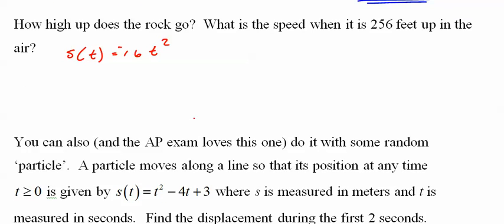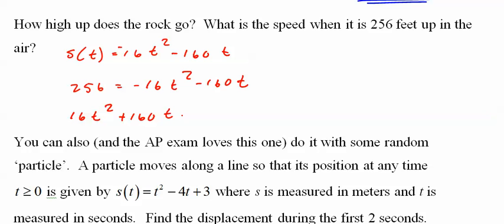What's the speed when it's 256 feet up? Well, 256 equals negative. So I never finished writing this. That's funny. Minus 160t. Negative 16t squared minus 160t. 16t squared plus 160t plus 256. Break it down to size a little bit. T squared plus 10t plus 16 equals 0.